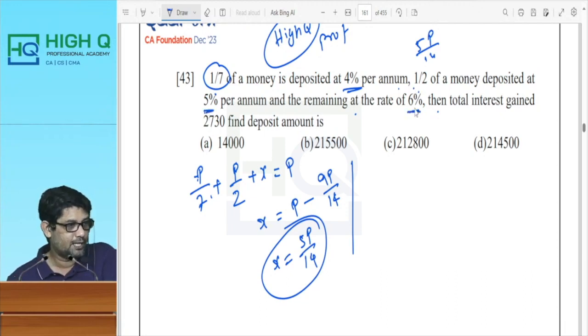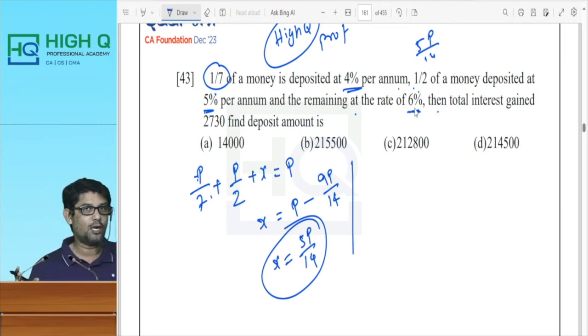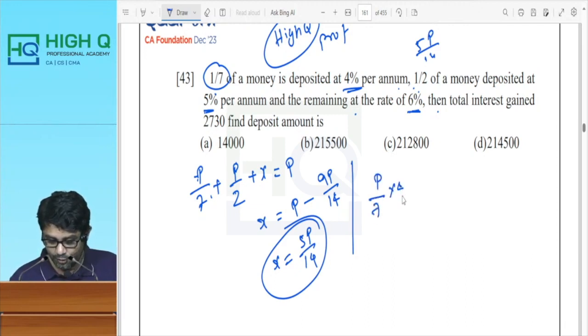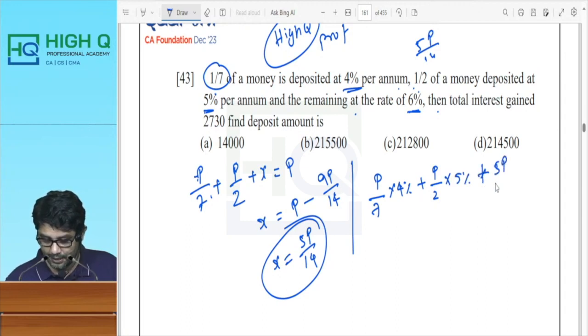Is it simple interest, yes or no? And number of years we have to consider it as what? One only. So what exactly to be done, I'll tell you. It is simply what we have to do. We need to find out principal. So, first part into 4% plus second part into 5% plus third part into 6% is equal to 2730.